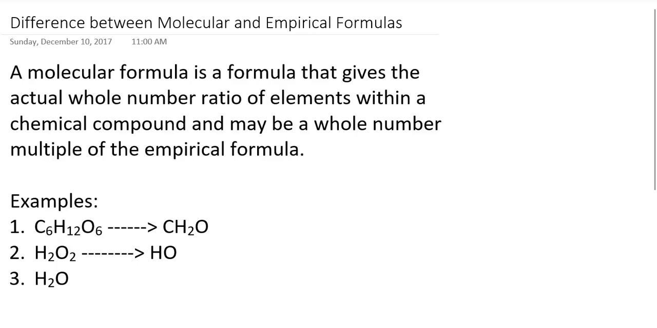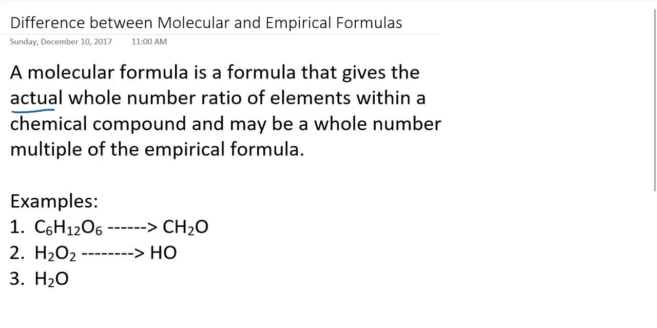Hello everyone. So in this pre-lecture tutorial we're going to wrap up chapter 7 by relating the molecular formula of a compound to the empirical formula of a compound. And so we learned in the last section of chapter 7 that the empirical formula is that formula of a compound that relates the simplest whole number ratio of elements within that compound. Well, the molecular formula, instead of giving us the simplest whole number ratio, it actually gives us the true or actual whole number ratio of elements within the compound.